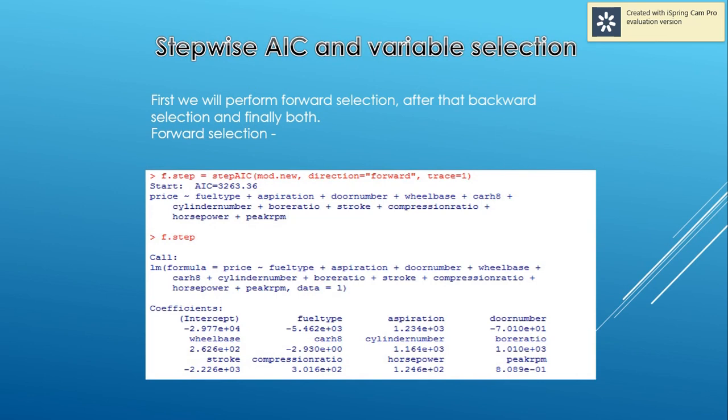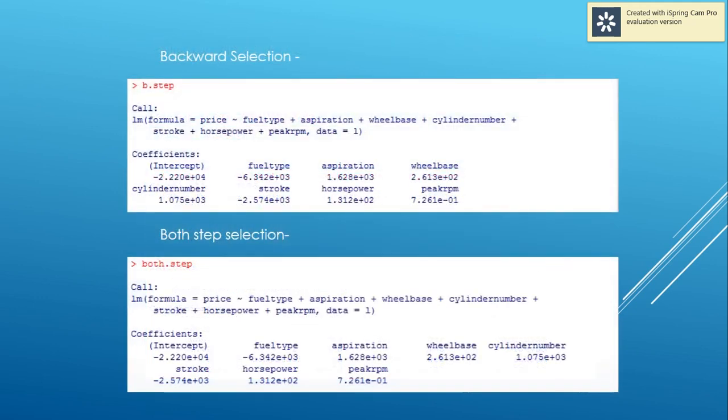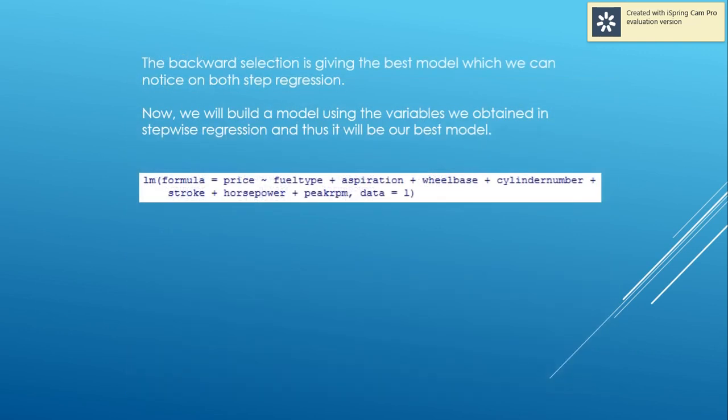This is forward step regression and it is suggesting a model, as you can see. Doing backward selection, we can also see there is a suggestion for a model, and doing both-direction step selection gives the best result between backward and forward. We can see that both-direction selection is giving the model of backward selection. So we will proceed with that model.